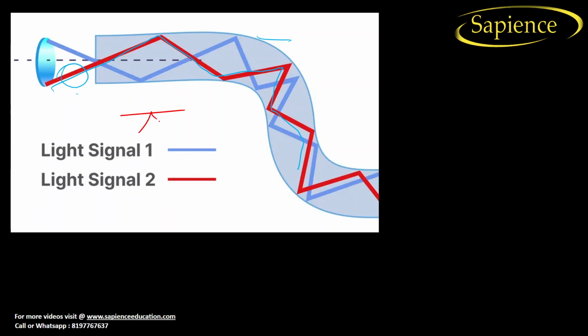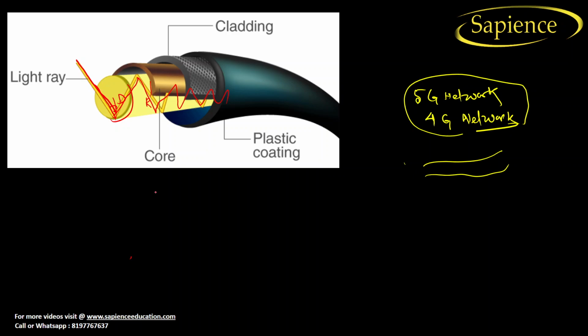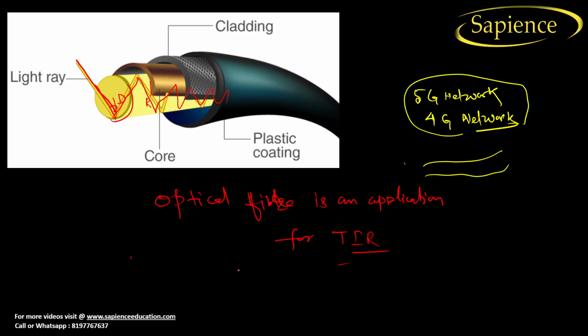Because it is total internal reflection. Whatever energy you are giving is not absorbed by this layer, so totally there will be a reflection. This phenomenon is known as total internal reflection, and this is an application. Optical fiber is an application for total internal reflection, right? I hope you have understood this.